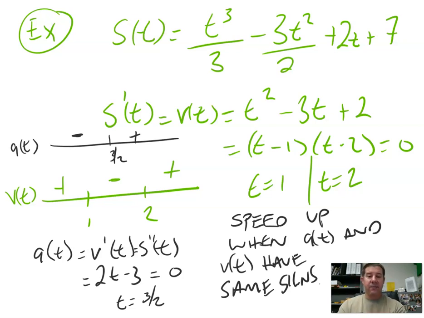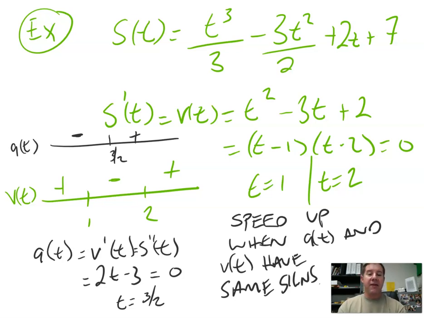If I look here, my velocity from 0 to 1 is positive, but my acceleration is negative, that means I'm slowing down on 0 to 1. Does that make sense? Then from 1 to 3/2, they're both negative. So I'm speeding up to the left because I'm accelerating to the left and going to the left. So I'm actually speeding up in that direction.